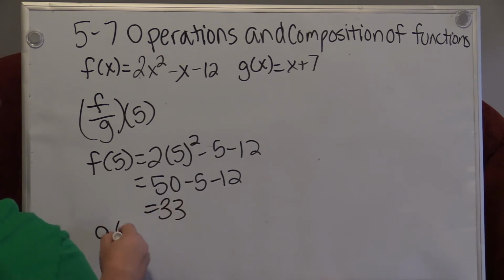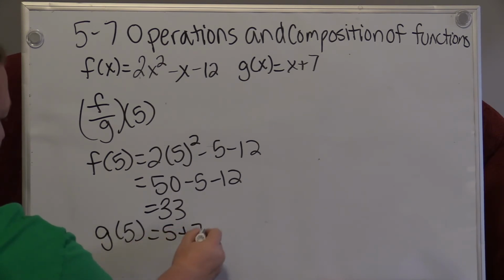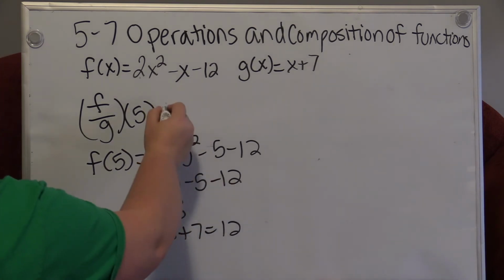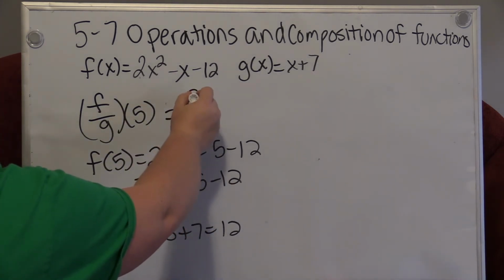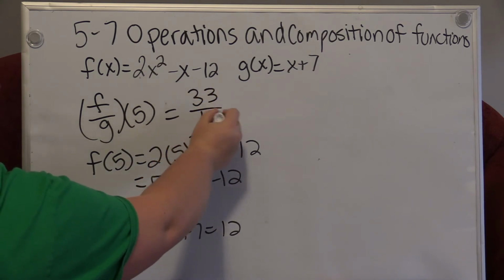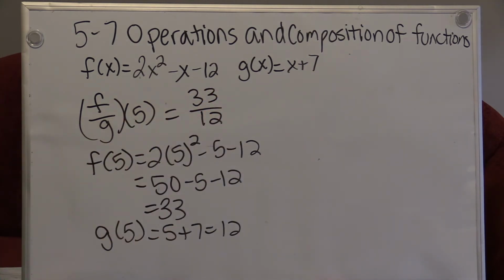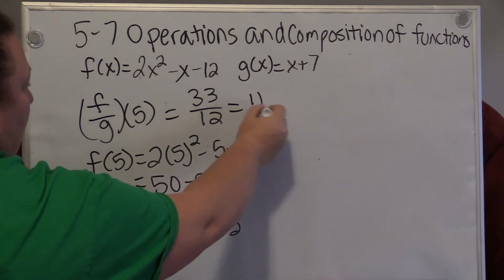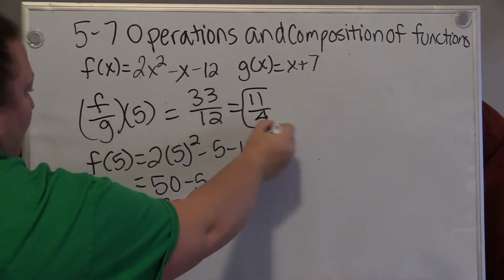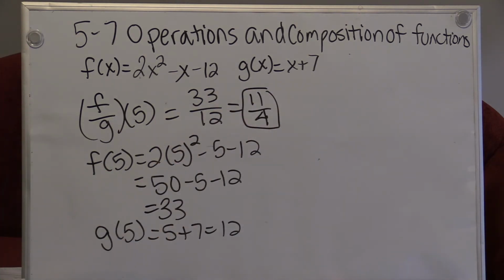And g of 5 is 5 plus 7, which is 12. And remember, we are dividing. So I have 33 over 12. And 33 over 12 can be reduced to 11 over 4. And that's my final answer. So the only thing you had to do here is reduce fractions.